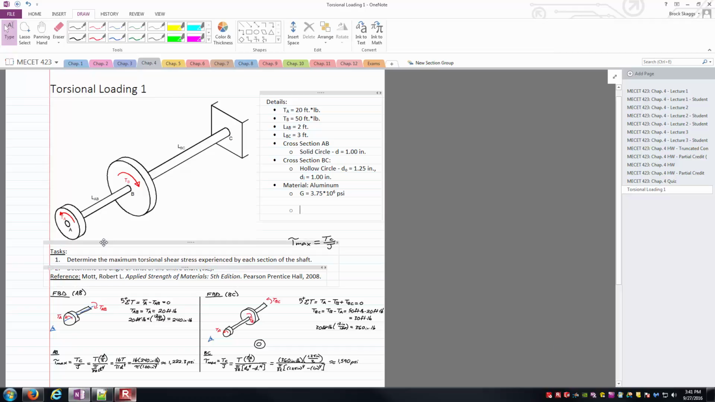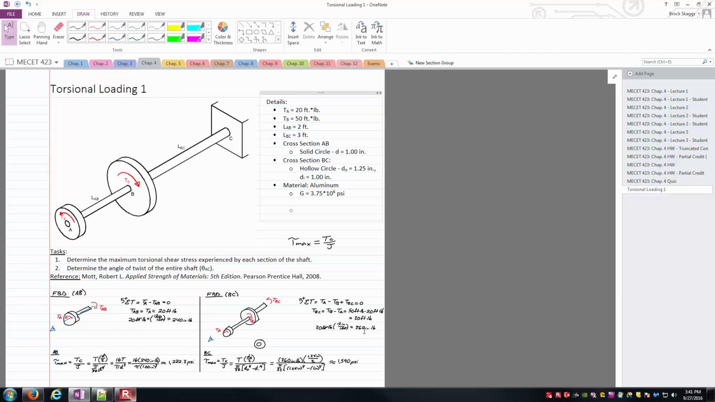So just to recap that, what we did was draw free body diagrams, making the cuts in kind of the middle regions of the shaft there. Always took the left-hand sides, if you will, away from that fixed connection at C. Used our equilibrium equations and determined that the torque carried by AB is 20 foot-pounds or 240 inch-pounds, and the torque carried by BC is 30 foot-pounds or 360 inch-pounds. If you have questions on that part of it, I'd suggest you go back and look at the previous video.